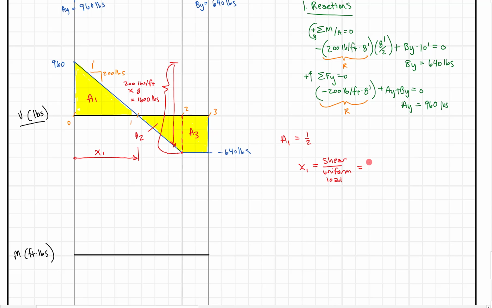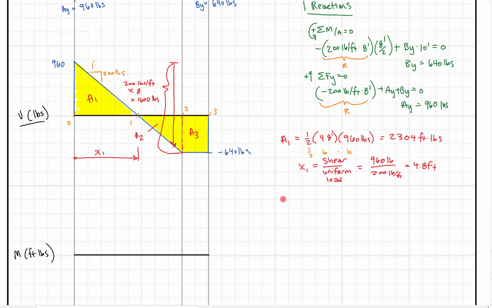And when we take our shear, which is 960 pounds, and divide it by 200 pounds per foot, what we end up with is 4.8 feet. So we know this distance, x1, all the way to the point where the shear goes to 0 is going to be 4.8 feet. So now we know our base is 4.8 feet, and our height is 960 pounds. This is just the area formula of a triangle, 1/2 base times height, and when we do that out, we get a value of 2,304 foot-pounds.